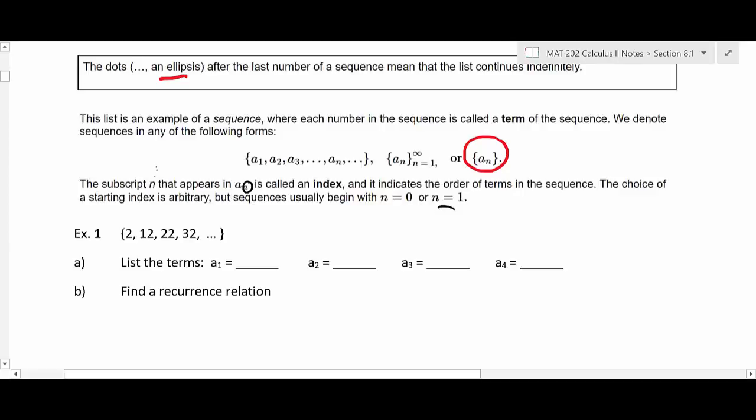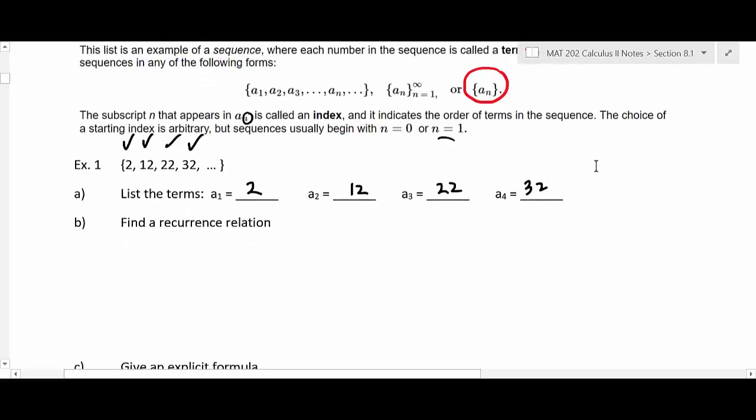In this one we would say a of 1 is equal to 2. A of 2 is the second term, so that's 12. A of 3 is the third term, so that's 22. Then a of 4 is going to be 32. Now let me explain what a recurrence relation is and then what an explicit formula is. When you do a recurrence relation, you always start by telling me what the first term is. That's step 1.